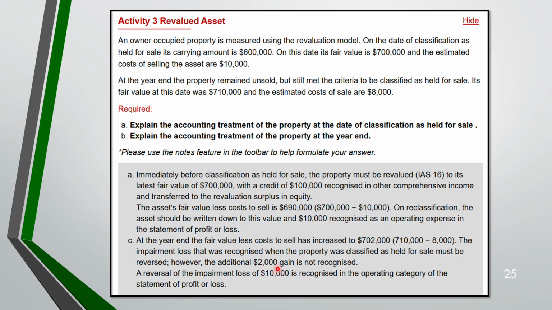What about the 2,000? The additional 2,000 gain is not recognized because you only had 10,000 before impairment that you have to reverse. And there is a gain because your fair value less cost to sell increased from 690 to 702. So that additional 2,000 gain was not recognized. You can only reverse what was recognized before. Anything not recognized, you can't do anything with it. So additional 2,000 not recognized.